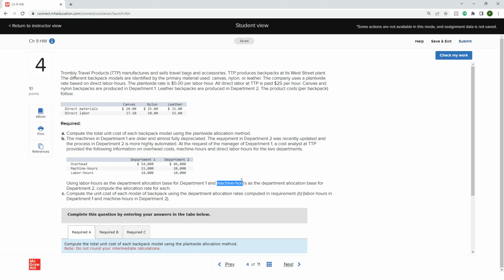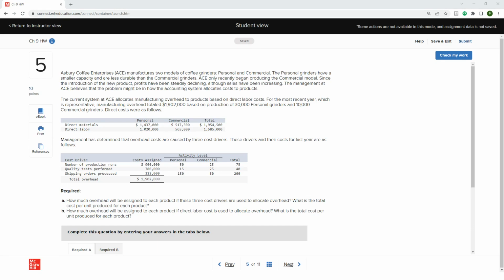Question 5. We're doing more overhead allocations, but in this case, we are adding a third allocation. So instead of doing two different departments or two different types of overhead allocations, now we're doing 3. Asbury Coffee Enterprises manufactures personal and commercial coffee grinders. It says that they allocate overhead based on direct labor costs, which total $1.902 million. Management has looked at that $1.902 million and determined that those overhead costs can be segregated a little bit deeper.